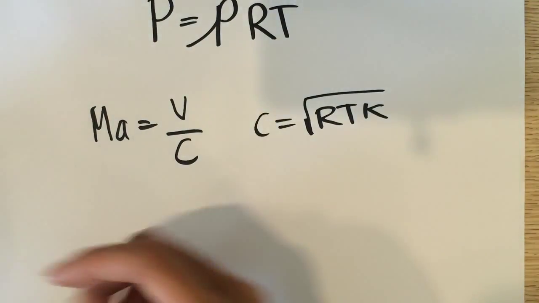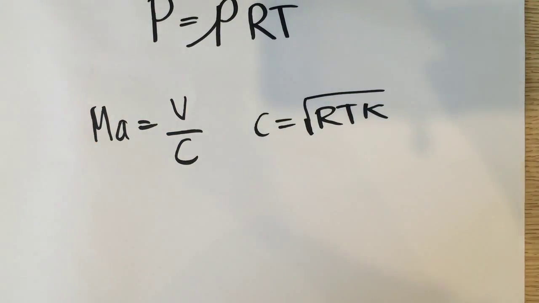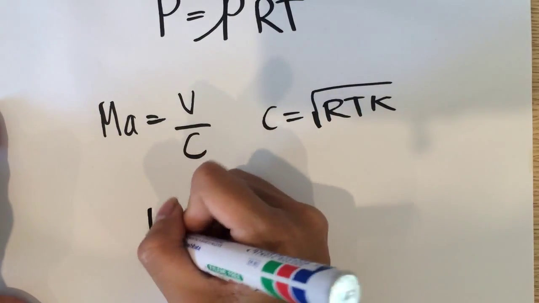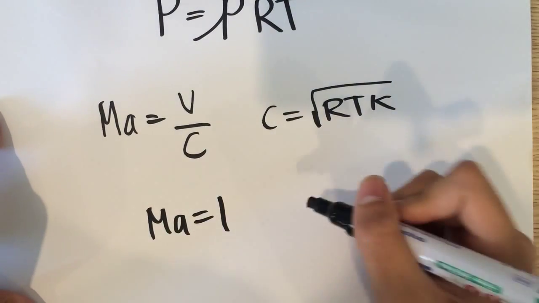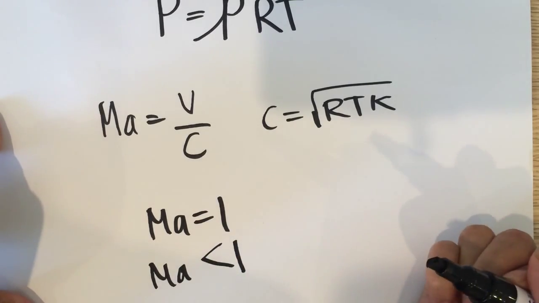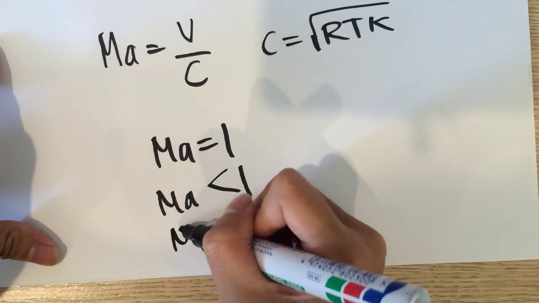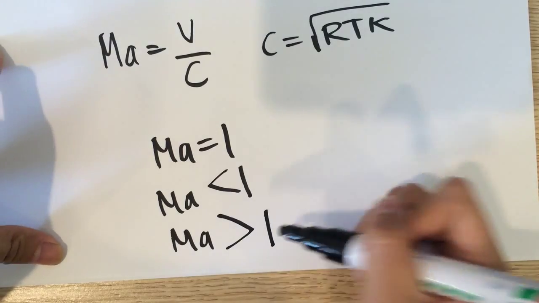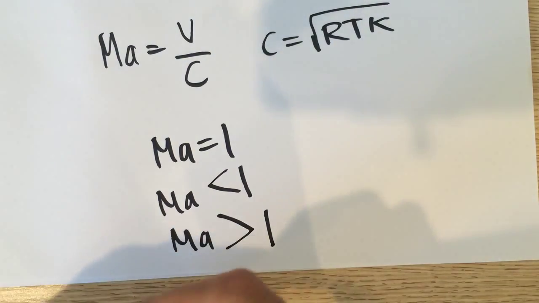With Mach number, if the Mach number equals 1, it is sonic flow. If the Mach number is less than 1, it is subsonic flow. And if Mach number is above 1, it is supersonic flow.